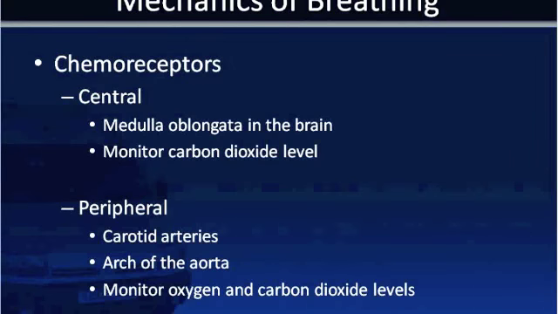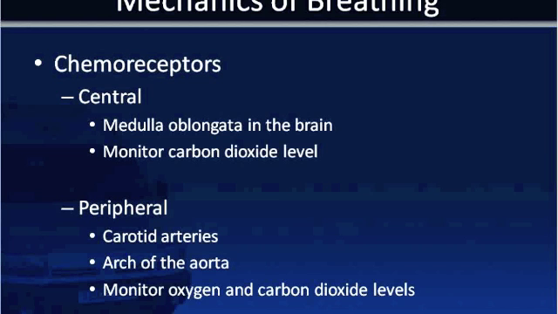The rate and depth of breathing is controlled by the brain. Sensory receptors, called chemoreceptors, monitor the levels of oxygen and carbon dioxide in the body. Central chemoreceptors are located in the medulla oblongata in the brain, which is attached to your brain stem. These chemoreceptors are sensitive to change in the carbon dioxide content of the blood.